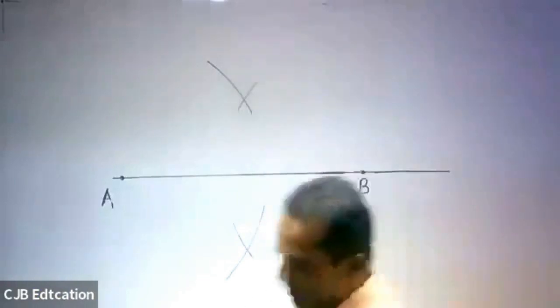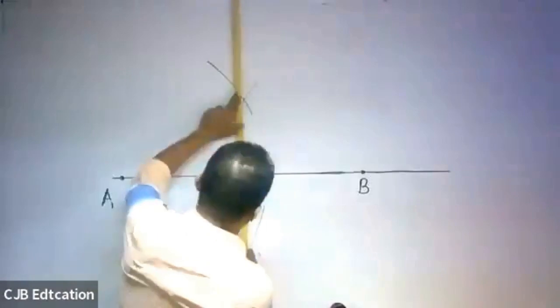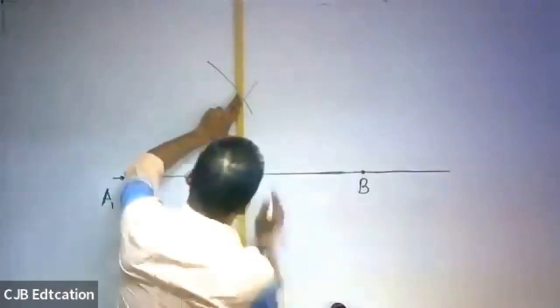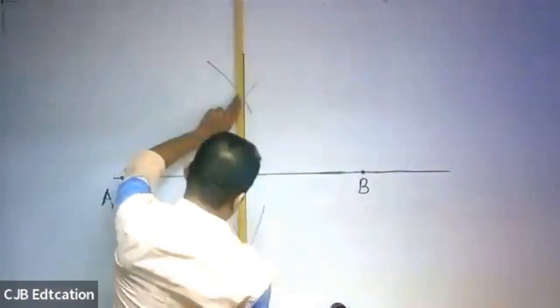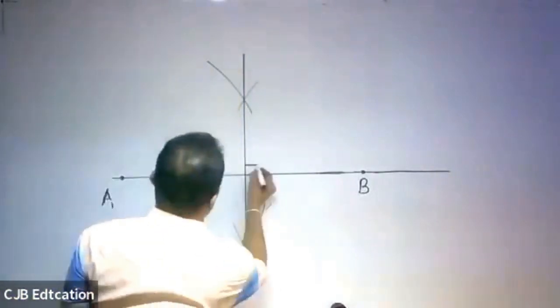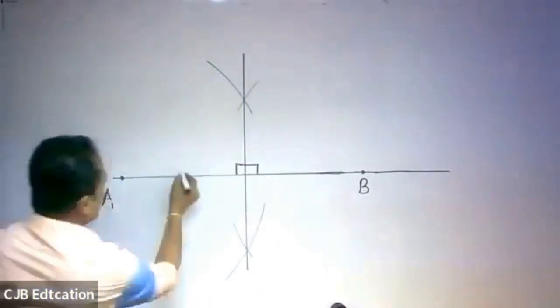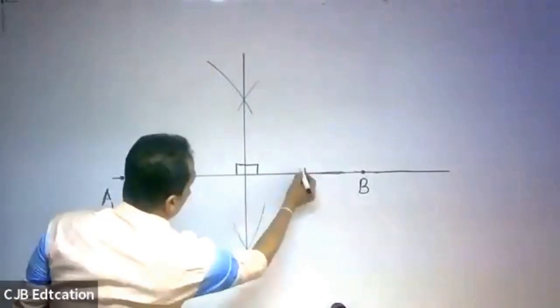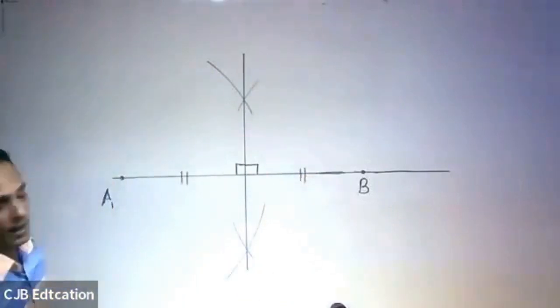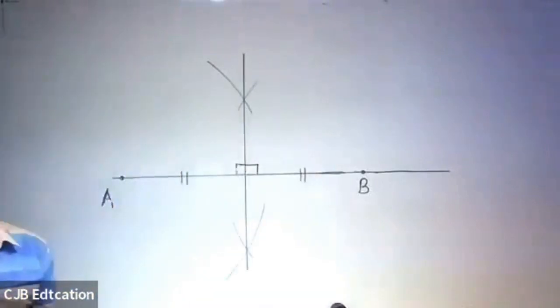Right, now we can connect the two intersections of arcs to get the perpendicular bisector to the given AB straight line segment. And this is the perpendicular bisector to the given AB straight line segment. Bisector means these both parts are equal in length, right? It bisects and it's perpendicular to the given AB straight line.